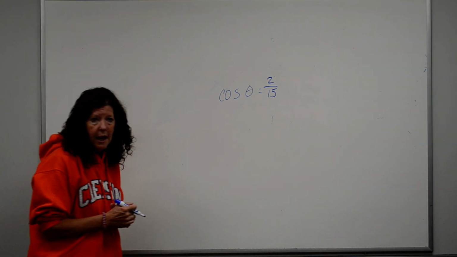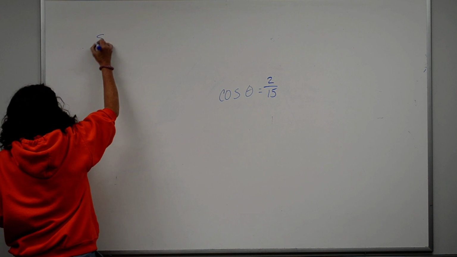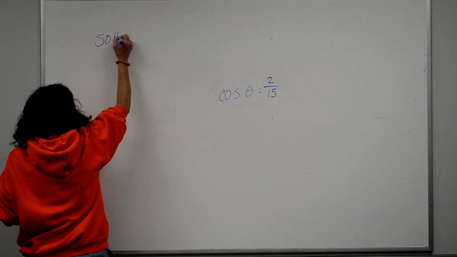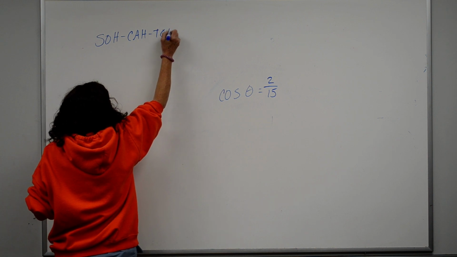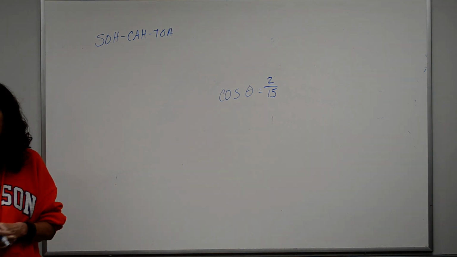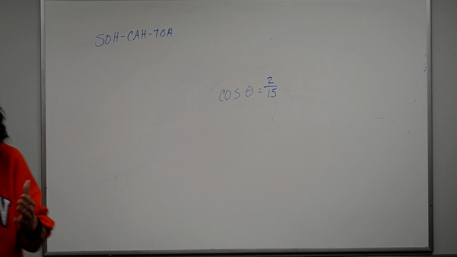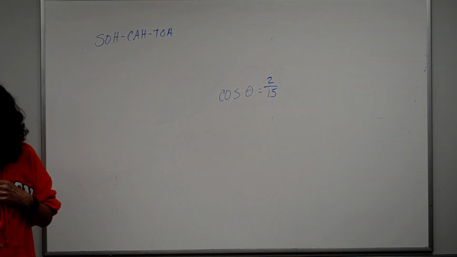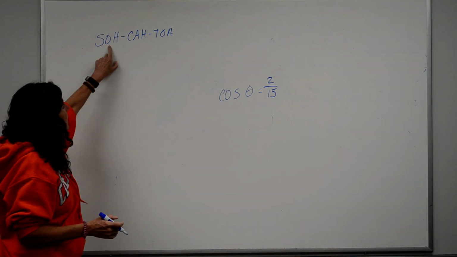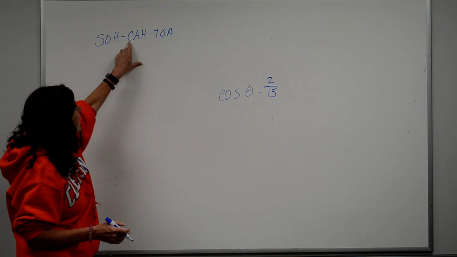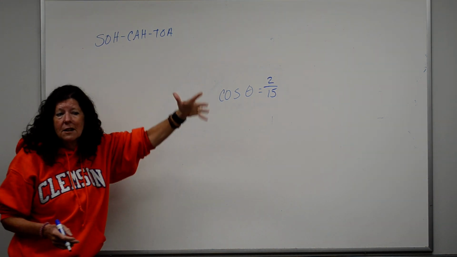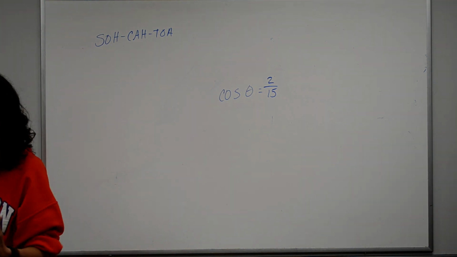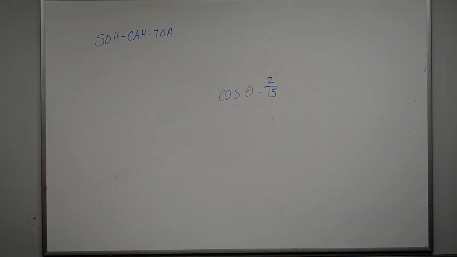If I have a cosine, I need to remember that phrase, SOHCAHTOA, that's going to help you. At least I think it will help you. Sine is opposite over hypotenuse. Cosine is adjacent over hypotenuse. And tangent is opposite over adjacent. I feel like at this point, you probably have those pretty memorized. We've used them over and over again.